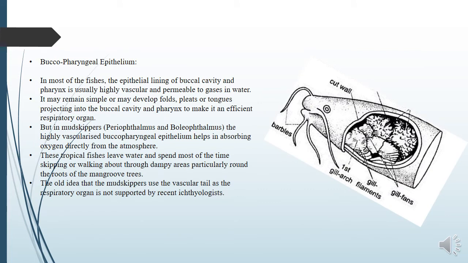Buccopharyngeal epithelium as a respiratory organ. This is the most primitive of all the adaptations and has been found in Monopterus, Electrophorus, Periophthalmus and Boleophthalmus. In these fishes, the epithelial lining of the buccal cavity is richly supplied by blood capillaries which form a vascular network and thus form an efficient respiratory site.